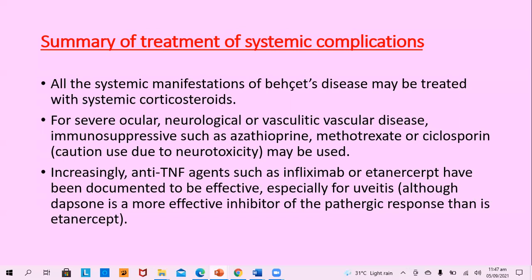Cyclosporin may have neurotoxicity. Then, if the systemic complications are not controlled by corticosteroids as well as by immunosuppressives, the third line agents, tumor necrosis factor alpha inhibitors like infliximab and etanercept, are used, especially for uveitis, although dapsone is a more effective inhibitor of the pathologic response than etanercept.